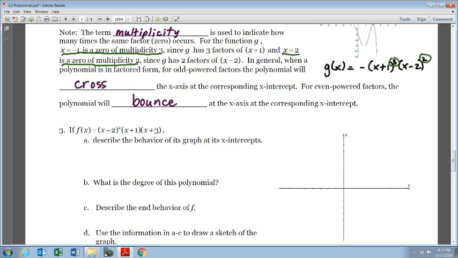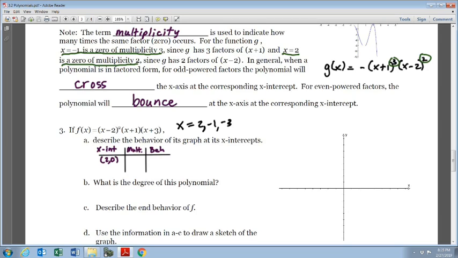All right, so let me show you how this works. Let's look at number 3. So we have f of x equals x minus 2 quantity squared times x plus 1 times x plus 3. It says describe the behavior of its graph at its x-intercepts. So first of all, our zeros are going to be at 2, negative 1, and negative 3. And so I'm going to make a little table here. I'm going to label the columns the x-intercept, multiplicity, and behavior, BEH for behavior.